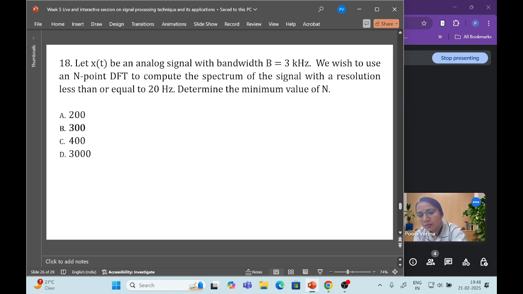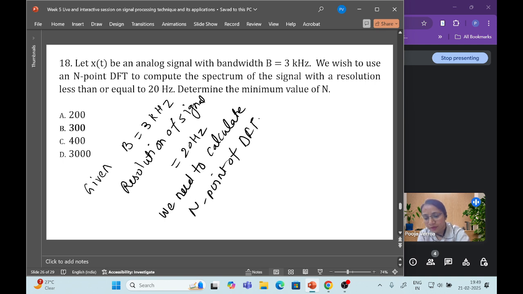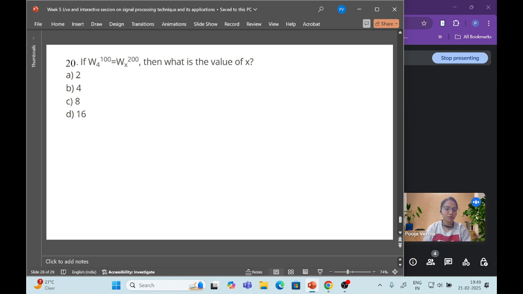So B is given, that means bandwidth, that is 3 kilohertz, and the resolution of the signal is given, that is 20 hertz. Okay, now we need to calculate the N-point DFT. So I'm giving one formula. Just a minute.